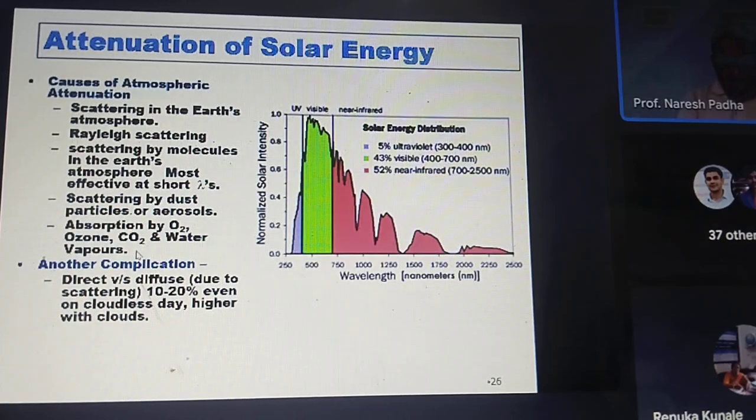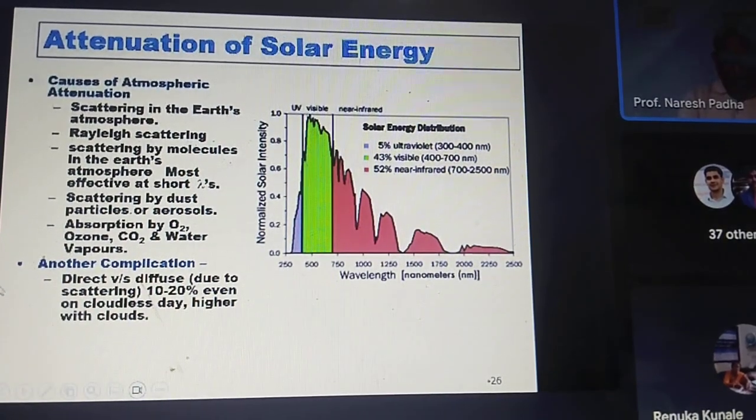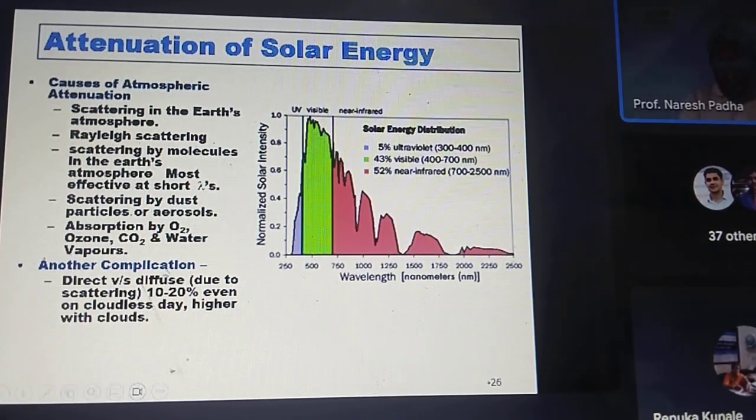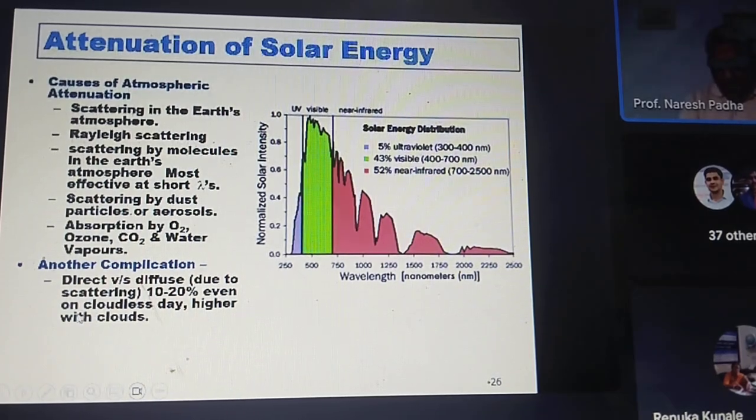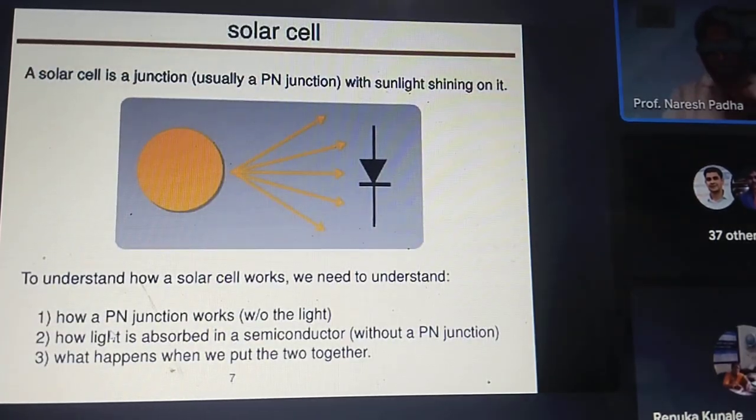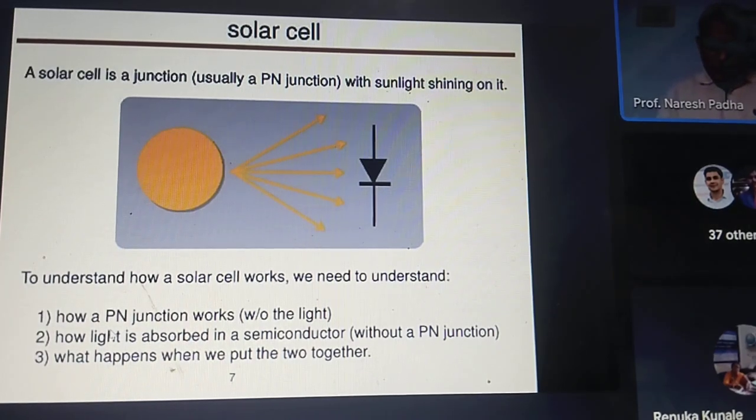Besides these five types of attenuations, there is another complication: when you have scattered light and direct light and they intermix, the direct versus diffuse is 10 to 20% on a cloudless day, and this phenomenon is higher if there are clouds, right?